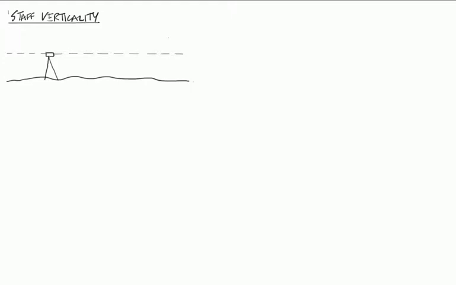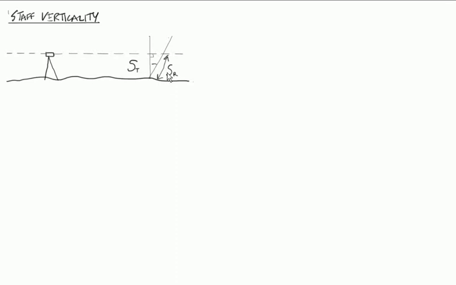So we're assuming that the staff is truly vertical. We're assuming that it's perpendicular to the line of collimation. But what happens if the staff is actually slightly at an angle to the vertical? The line you're reading here, the reading that you're taking, let's call that SR, is longer than the true value, let's call that ST.